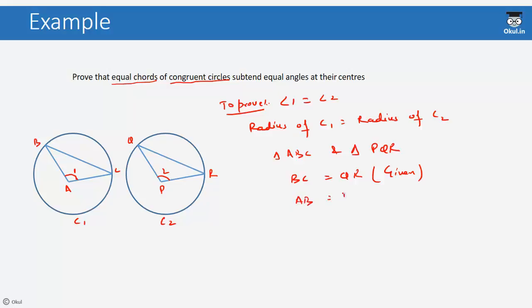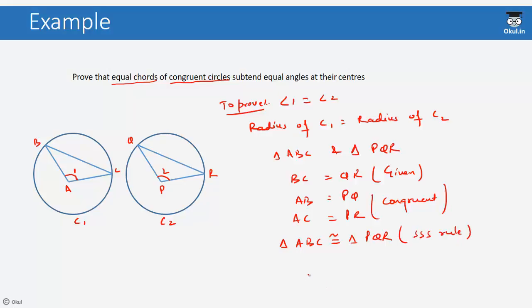Then AB is equal to PQ and AC is equal to PR, since the circles are given to be congruent and we just showed that the radius of C1 has to be equal to the radius of C2. So by these three facts we can write that triangle ABC is congruent to triangle PQR by the SSS rule. What we can conclude is that the corresponding angles and corresponding sides are equal if the triangles are congruent. So therefore angle 1 is equal to angle 2. This is what we had to prove.